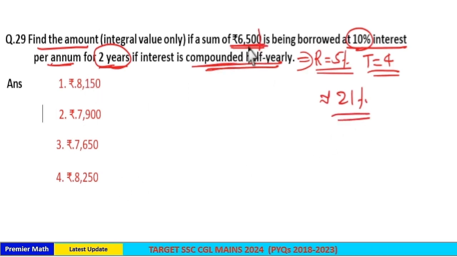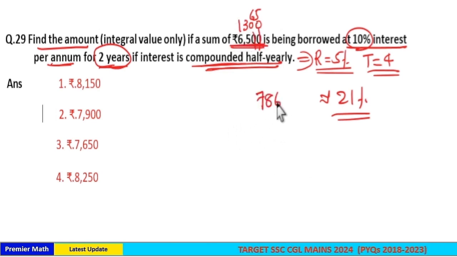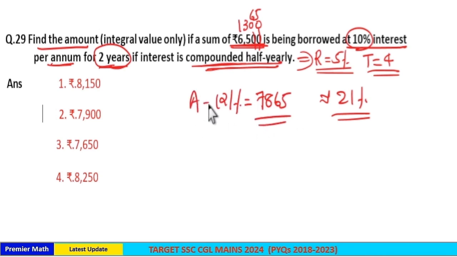Now 10% of 6500 is equal to 650. So 20% is equal to 1300 and 1% is equal to 65. So total amount will be 6500 plus interest 1365, which is equal to 7865. 65 plus 13 is 78. So 121% of the principal is the amount, which is 7865. Option 2 is your answer.